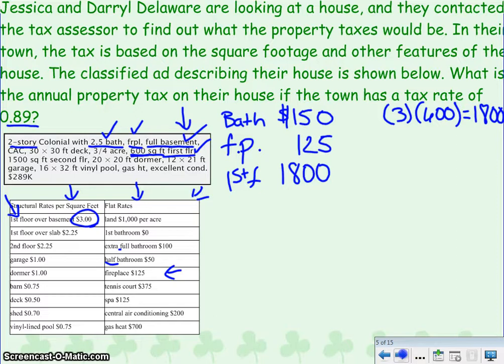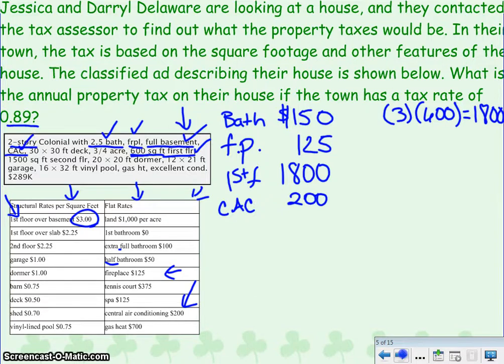So now let's go back to where we were. We have CAC. Now what could CAC mean? Let's look at our list. Going down on the flat rate, if you go almost to the bottom, it stands for central air conditioning. It does have central air conditioning, so for the central air conditioning, they're going to be charged based on $200 rate.